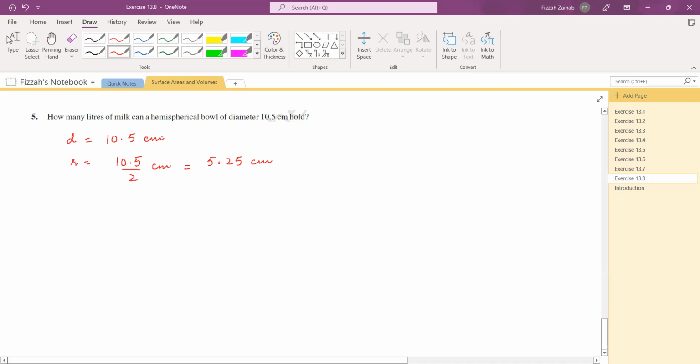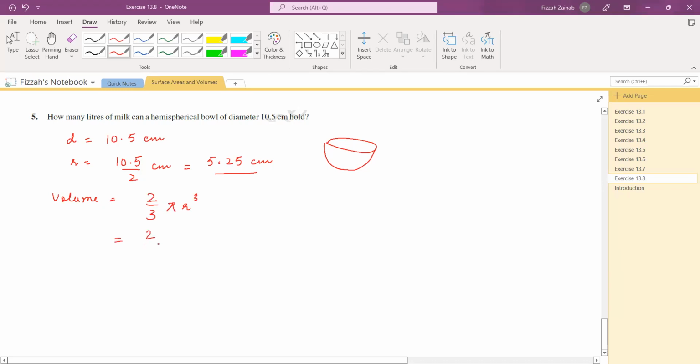Question number 5. Again, see, how many liters of milk can a hemispherical bowl of this diameter hold? You have a hemispherical bowl, so how many liters means you have to find its volume, its capacity, right? The diameter is given, and we have found the radius, which is 5.25 centimeters. Now we can find its volume. So what is the formula? It is just half of the volume of the sphere. So that was 4/3, so it becomes 2/3 pi r cube.